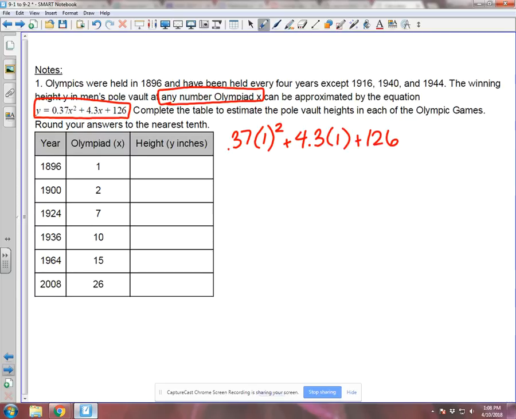So take a look at what I've got up here, folks. You understand where this comes from? Yes? Okay, so you need to do that for all, how many are there? 6 of them? Go.